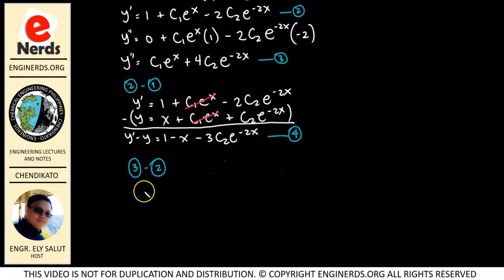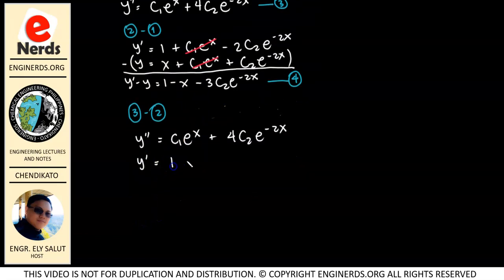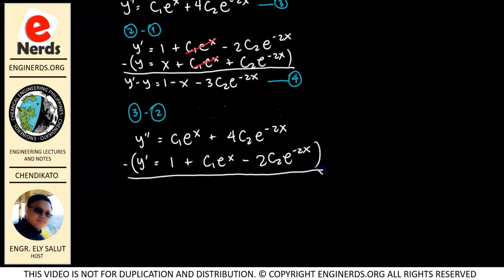Equation 3 is y2 prime is equal to c1 e to the x plus 4 c2 e to the negative 2x. And then our equation 2, which is y prime, is equal to 1 plus c1 e to the x minus 2 c2 e to the negative 2x. We're going to subtract this, so this will be inside our parenthesis. Okay, so subtract na natin siya.